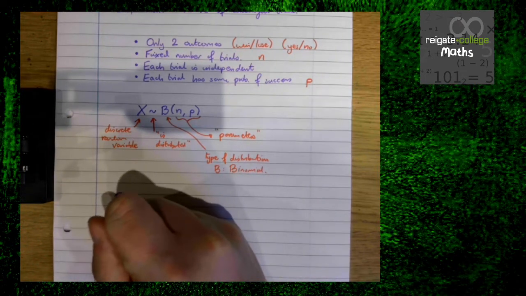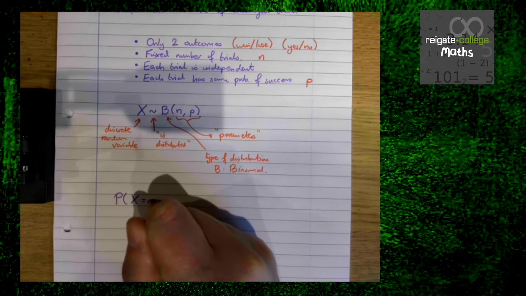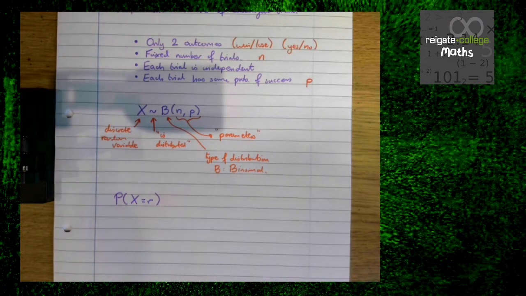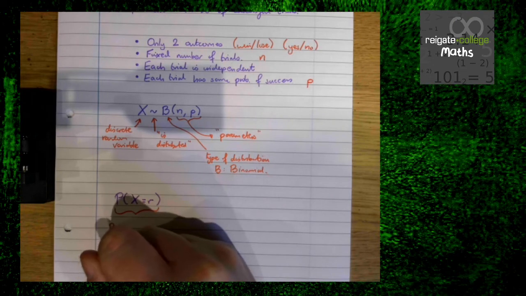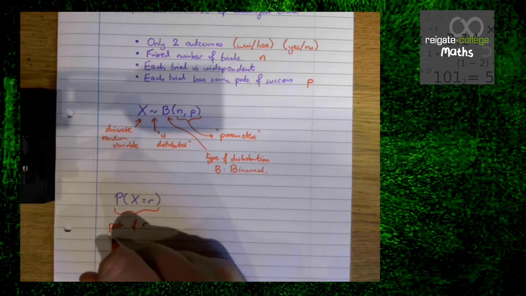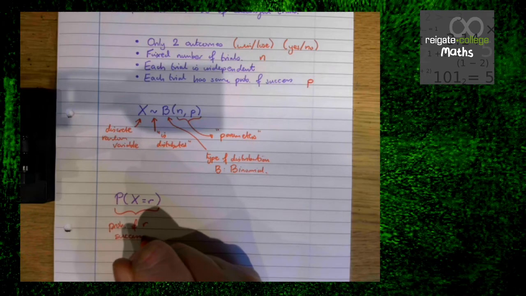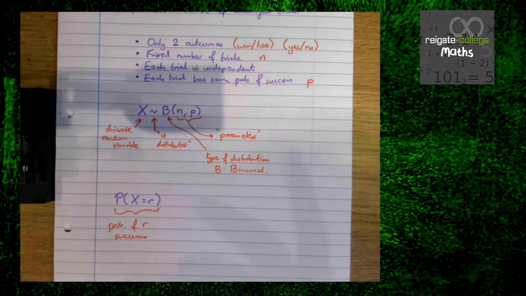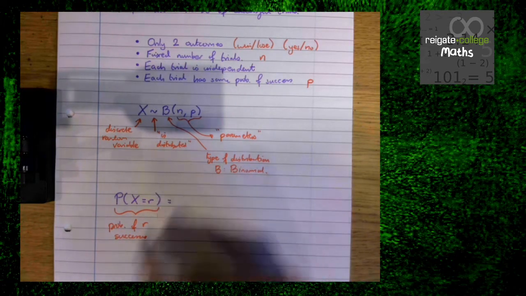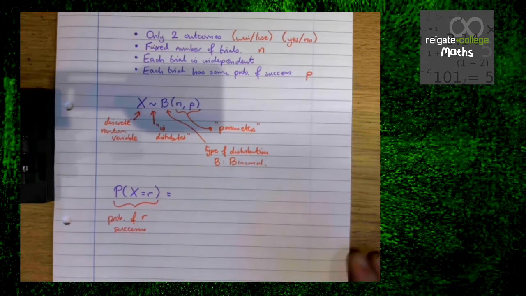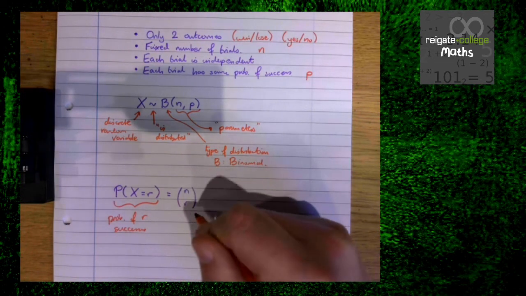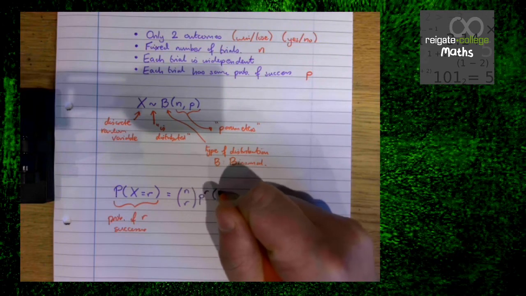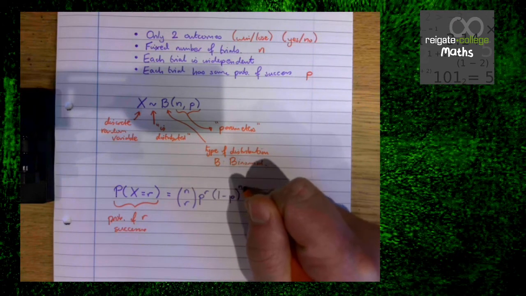So the probability of getting a certain number of successes. That's what we're saying here. This is the probability of R number of successes. So R could be 6, it could be 5, it could be 17, whatever. This is given by the following formula: N choose R, P to the R, (1 minus P) to the N minus R.